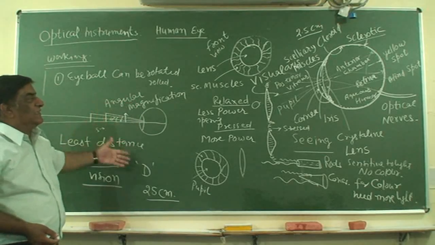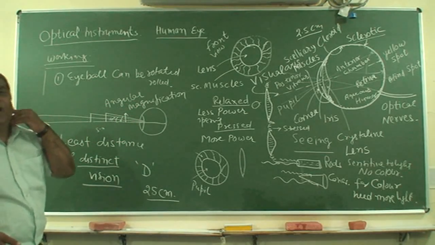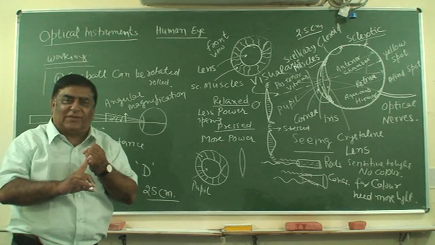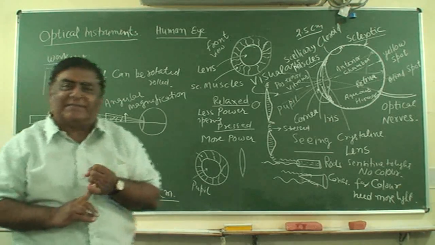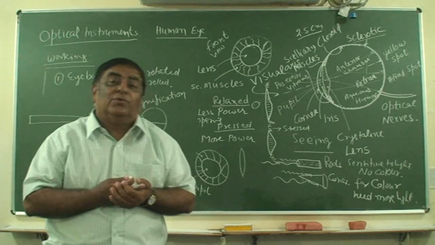So these are the 2 features of the eyes. Now how the eyes are working, we have seen accommodation and the properties of the eye, what the eyes can do.